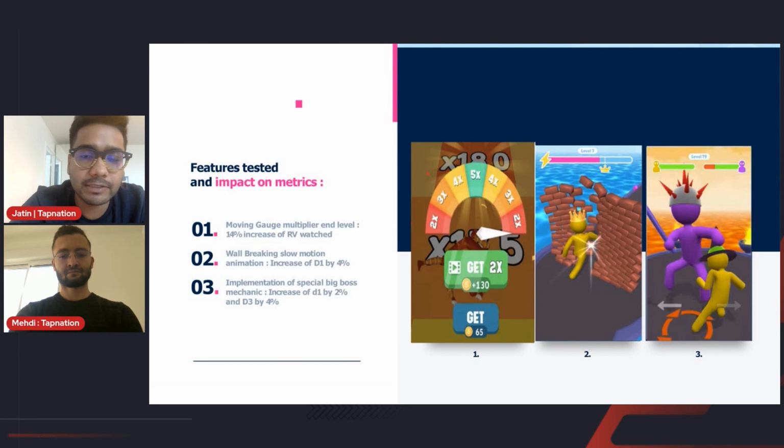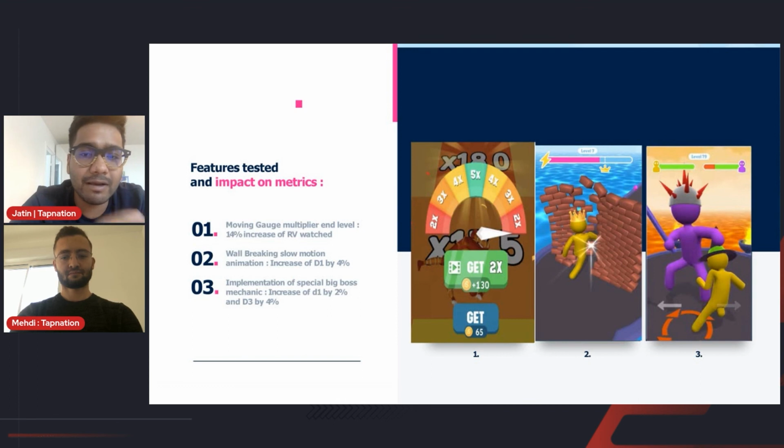And the third, which brought a really big win for us, was at the end of the game, where we have the boss level where the user fights with the boss. And of course, there are different sizes of the boss: it can be the same size as the user, or a smaller size than the user, or a bigger size than the user. So when we tested the boss being bigger than the user, it brought us a 2% increase in retention day one, and 4% on retention day three.